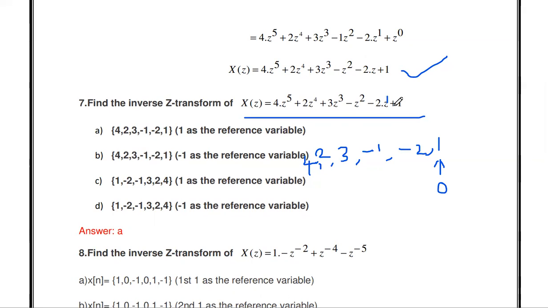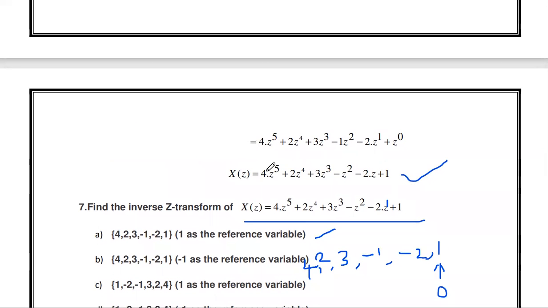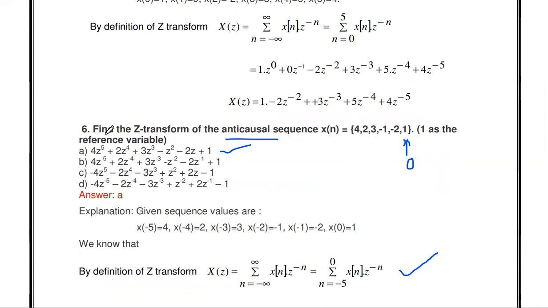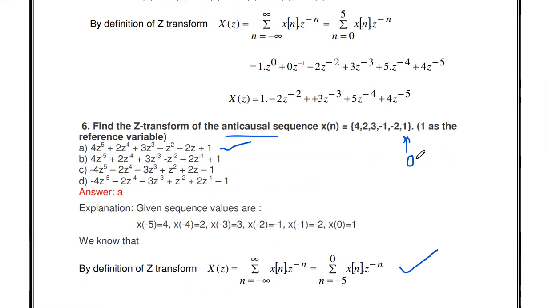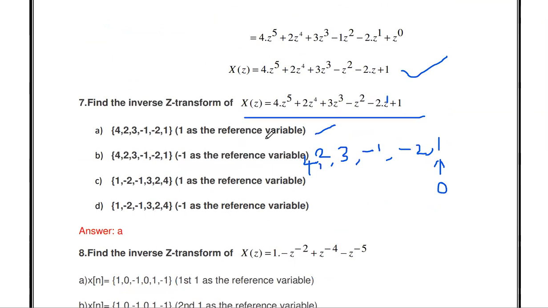So this is the answer for the inverse Z transform of our given thing, if only positive Z powers are present. You see the answer: 4, 2, 3, minus 1, minus 2, 1, and this 1 is the reference variable with the arrow. This question is the reverse of the sixth problem. What is the sixth one? You see 4, 2, 3, minus 1, minus 2, 1, with an arrow at 1. So the same answer we got. This is the way to find the inverse Z transform.